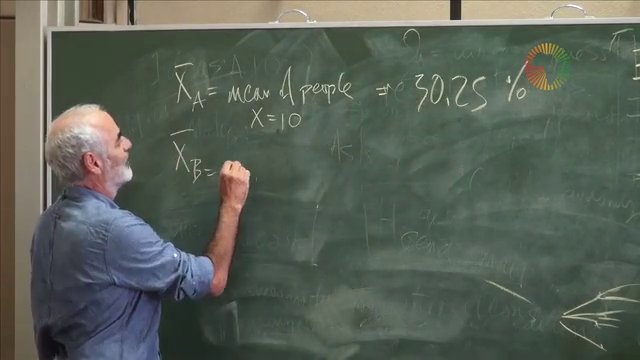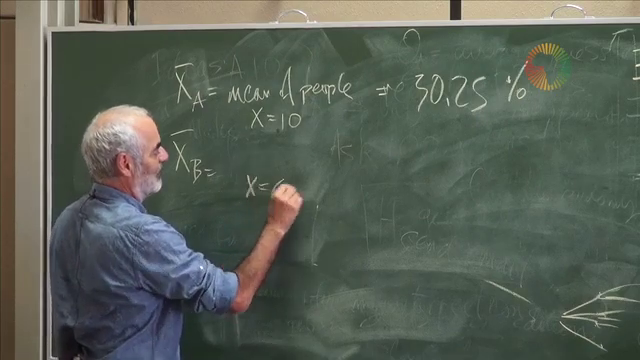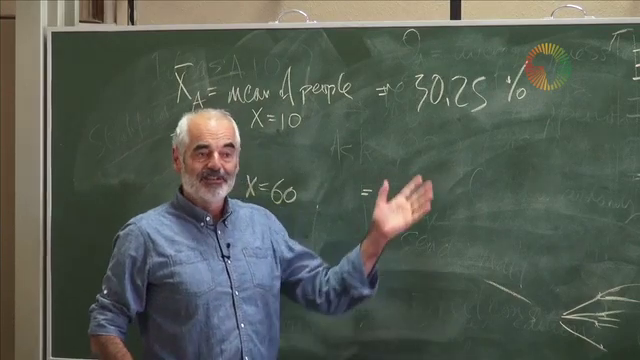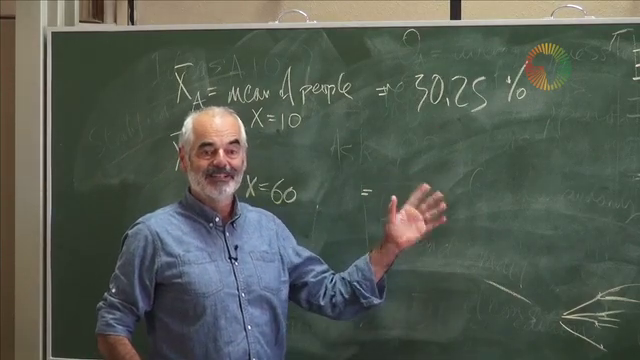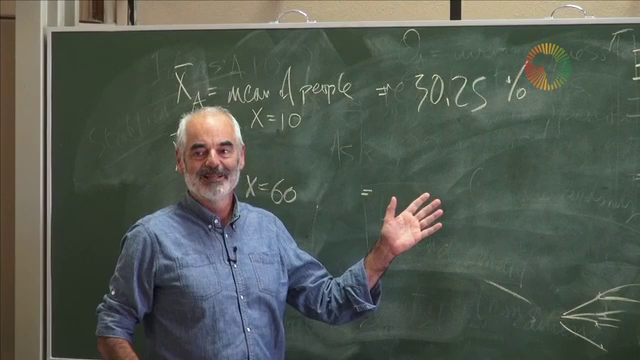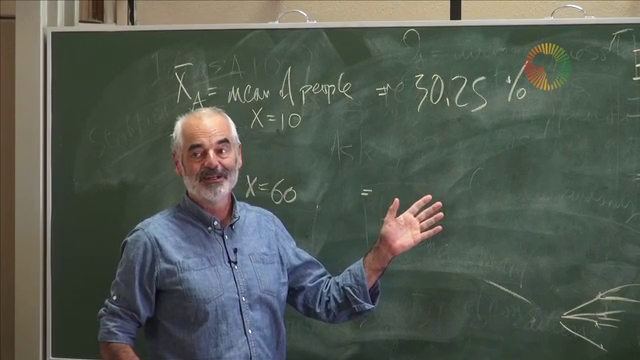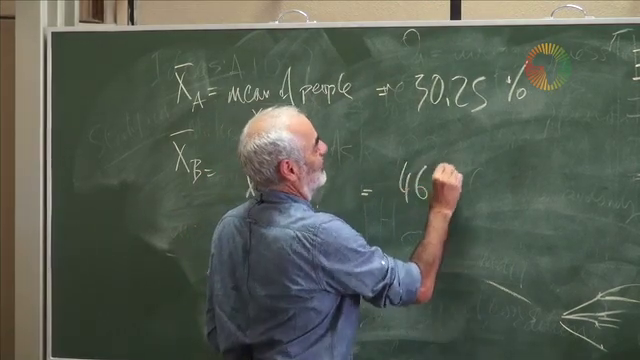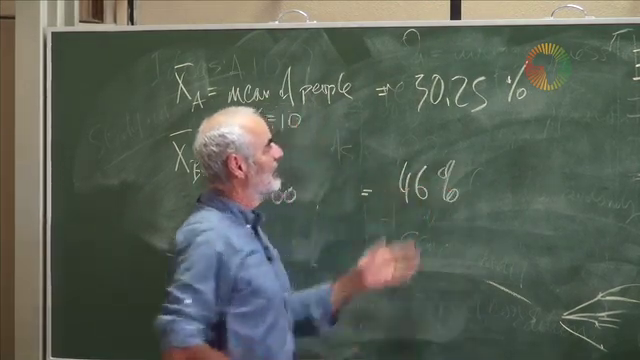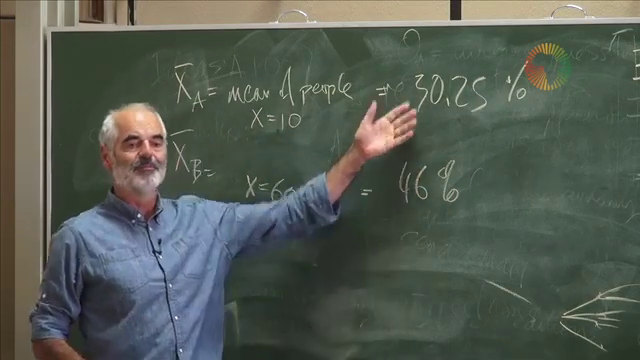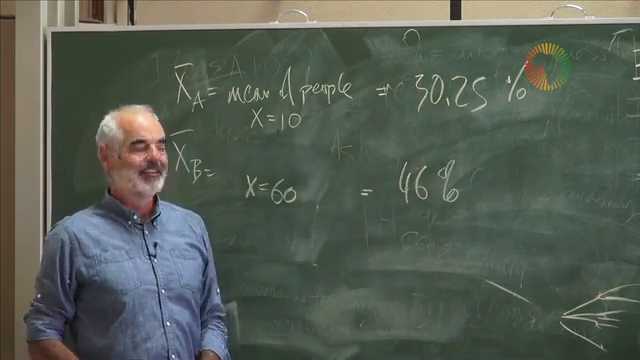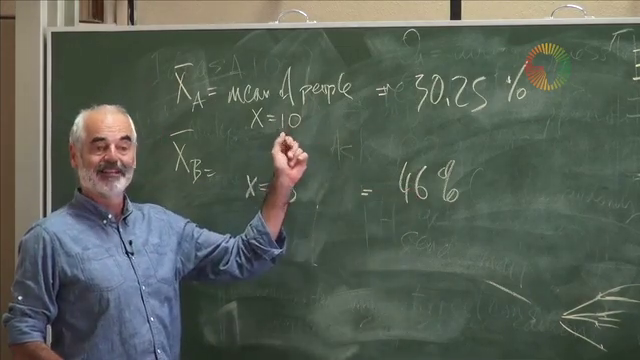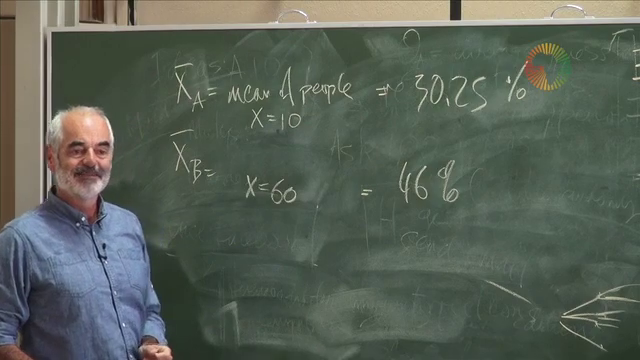The people who were given X equals 60, the meaningless number, now do we think it's going to be about the same? Bigger? Smaller? How much bigger? More. And the answer is, Brenda? 46%. Nearly more than 50% more. So that was the average of the people in the audience who were given that number. Isn't that amazing?